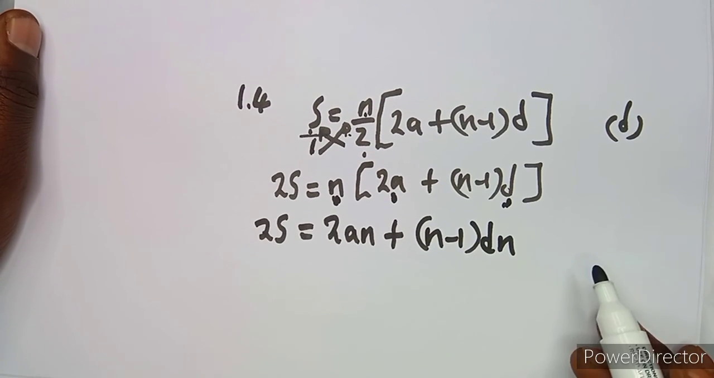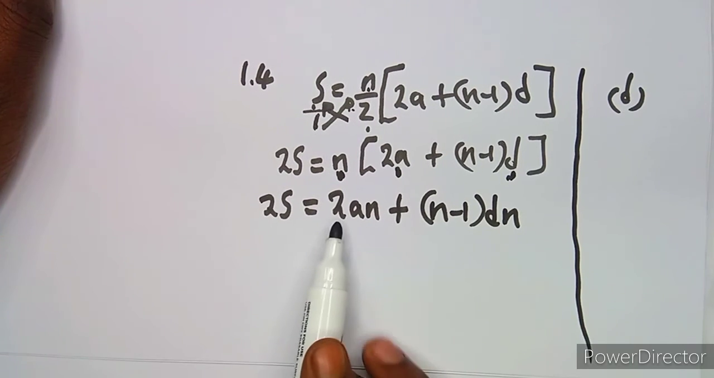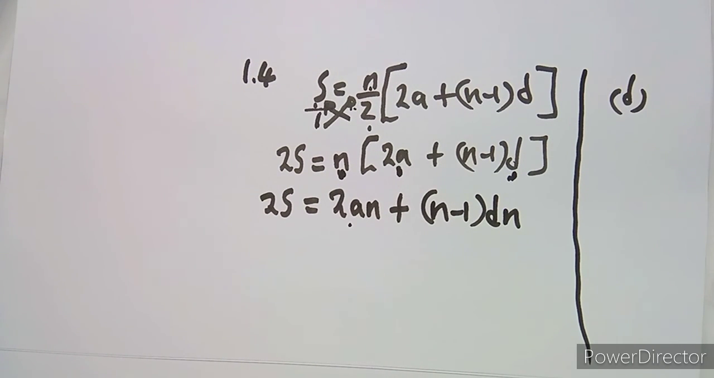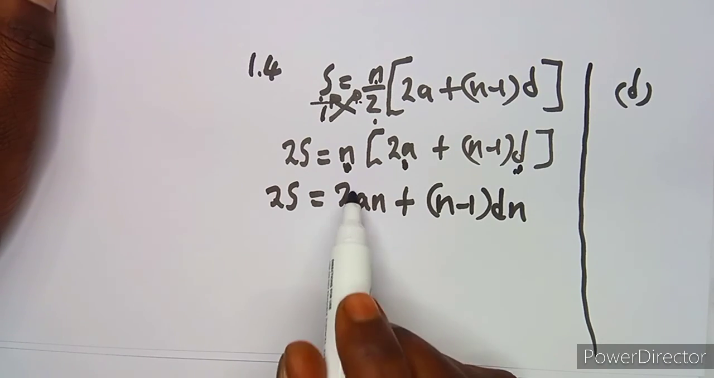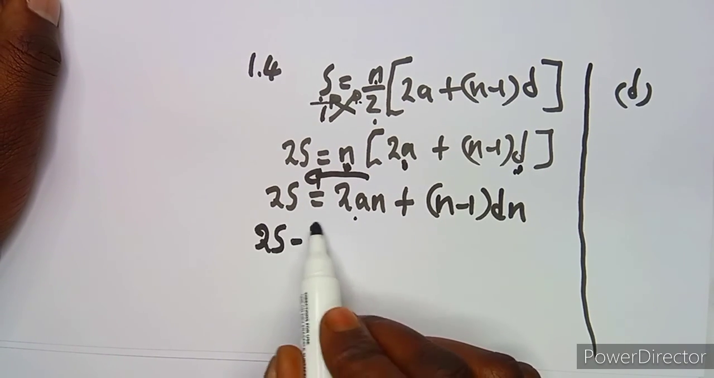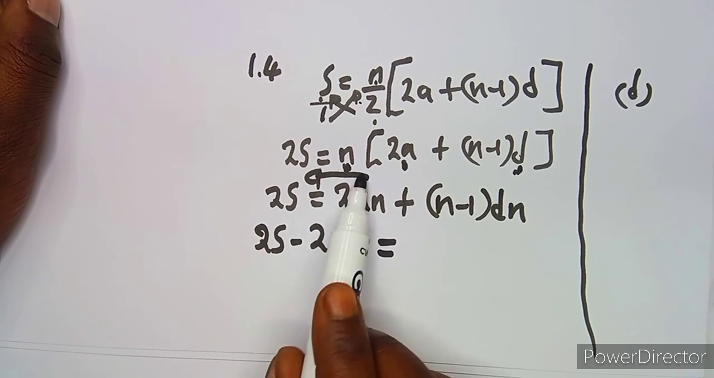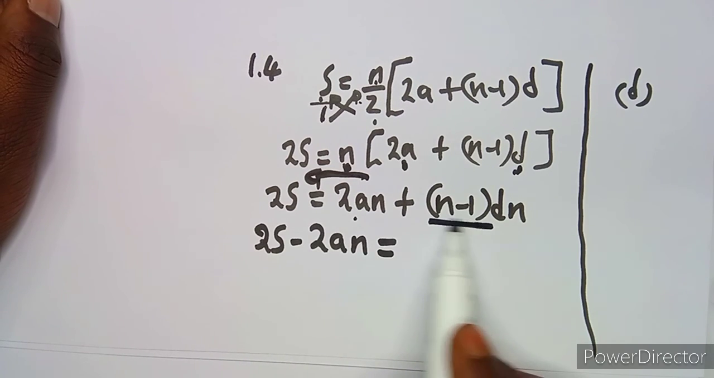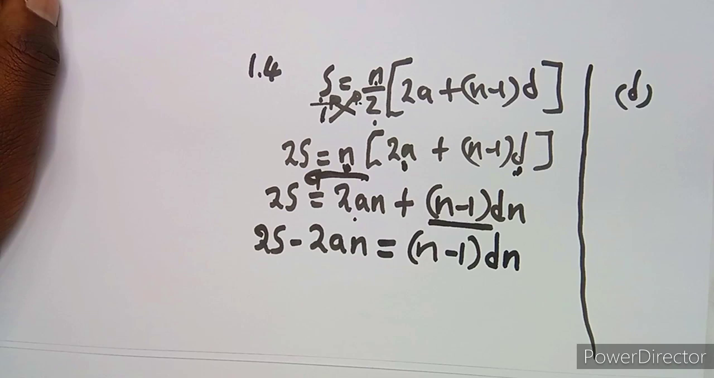All right. So take note, we want to make D to be the subject here, and this part here does not contain D. There is nothing that has to do with D there. So what are we going to do? We are going to transpose this to the left hand side because it does not have D. So it's going to be 2S minus 2AN, which is equivalent to, the moment we transpose this it is a negative, but we are going to remain with N minus 1 times DN like that.